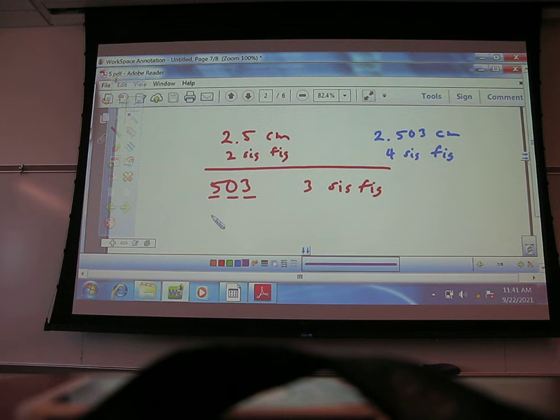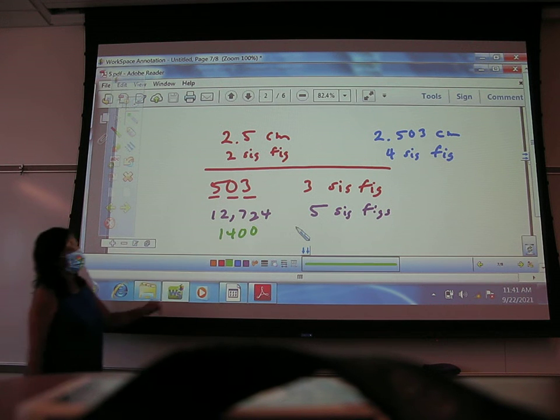Then we get to 12,724. That one has 5 sig figs. Everyone pretty good with that one? Mm-hmm. We're not getting into too tough stuff yet. And then we get this tricky one, 1,400. So, yeah, I think it's 2.